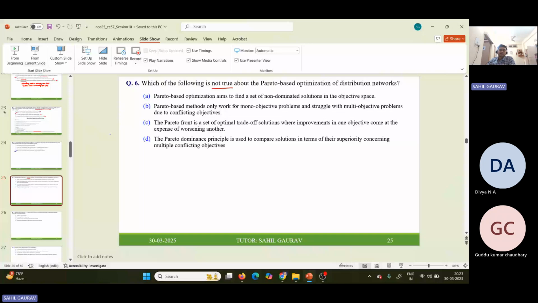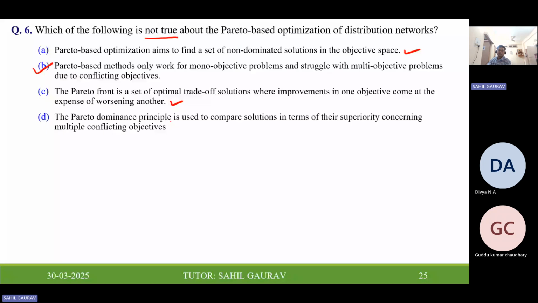And the first option says it aims to find non-dominated solutions. Yes, it is correct. And the Pareto front is a set of optimal trade-off solutions where improvement in one objective comes at the expense of worsening others. It is correct, as we have seen when dealing with trade-off solutions. The Pareto dominance principle is used to compare solutions in terms of their superiority concerning multiple conflicting objectives. So these work for multi-objective problems where the objectives are conflicting with each other.